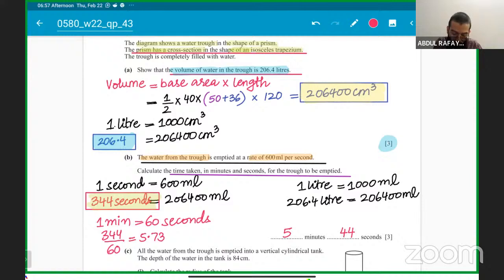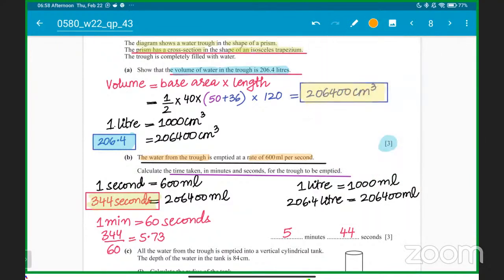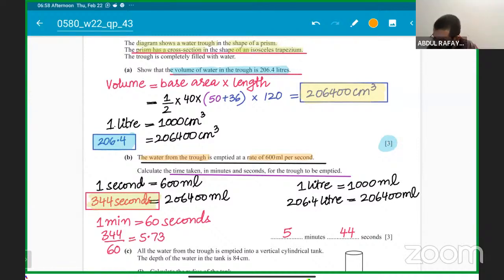Is everyone getting it? Everyone got how I convert? There's also a measurement technique available in your calculator. You can press that button as well. We have got 5.73. Out of that, 5 means 5 minutes, and 0.73 means the seconds. So 0.73 minute multiplied by 60 will give us 44 seconds.